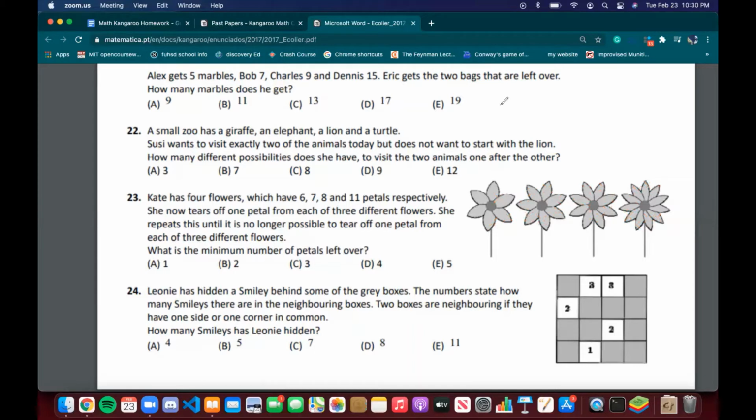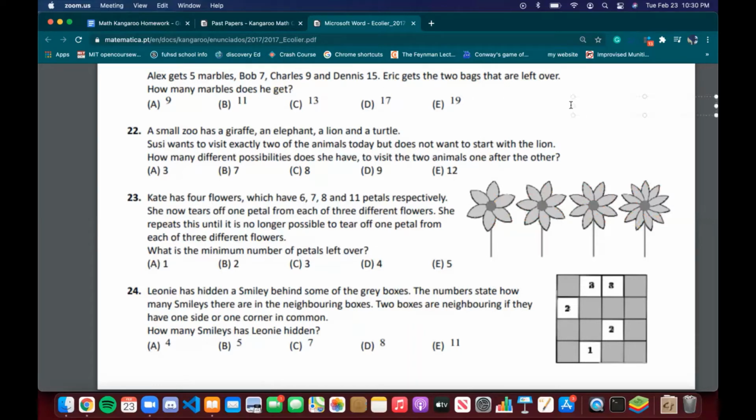A small zoo has a giraffe, an elephant, a lion, and a turtle. Susie wants to visit exactly 2 of the animals today, but does not want to start with a lion. How many different possibilities does she have to visit the 2 animals, one after the other?